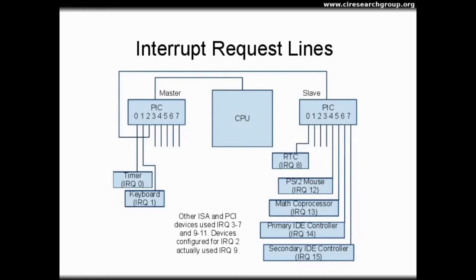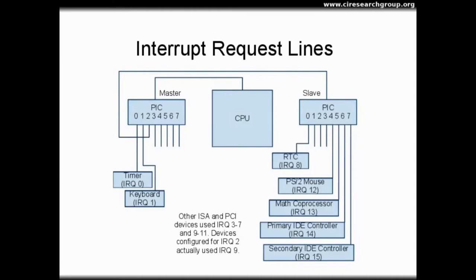Now, historically, pin number 0, which corresponds in software terms to what we call interrupt request line, or IRQ 0, was connected to the timer. Interrupt request line 1 was connected to the keyboard. Different ISA and PCI devices could then use the remainder of the master chip by connecting to IRQ lines 3 through 7. On the slave chip, pin 0, which corresponds to IRQ 8, was connected to the real-time clock.